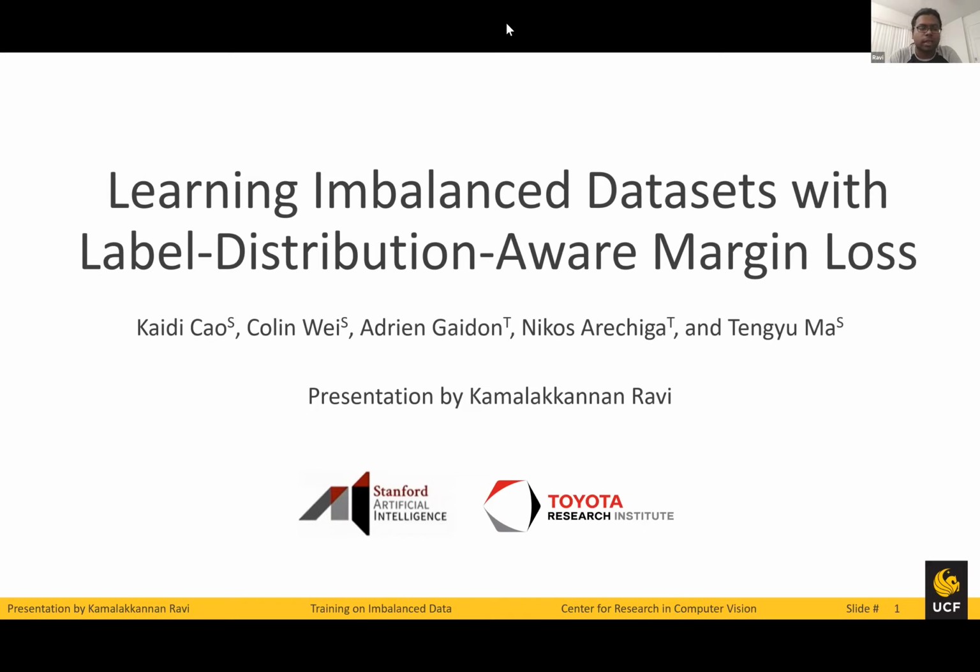data sets. This work is done by Kaidi Cao, Colin, Adrian, Nikos, and Tengyu. This group of researchers is from the Stanford AI group and at Toyota R&D. And let's get right into the presentation.